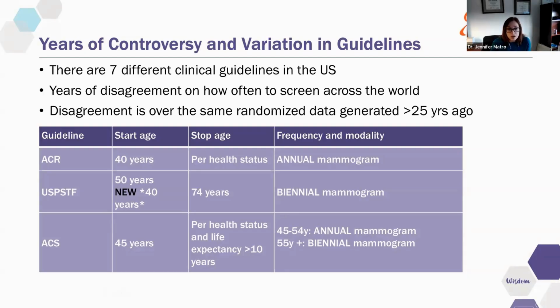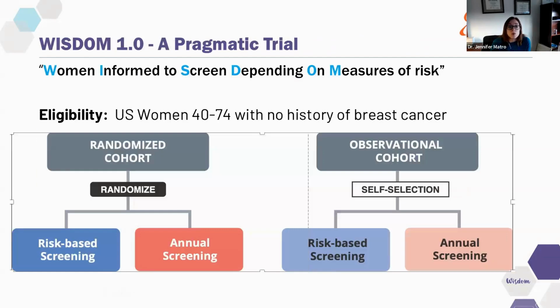There's no clear-cut guidance. And so the Wisdom trial was looking to see if we could implement a more pragmatic approach. This was called the Women Informed to Screen Depending on Measures of Risk, and women between 40 and 74 were eligible. Basically, people could either get annual screening or screening based on their risk.